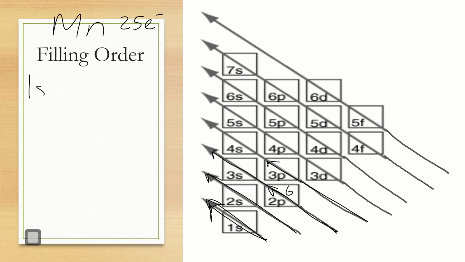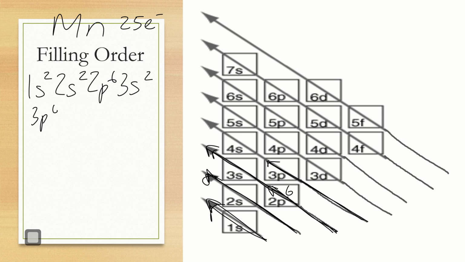I'm going to go through 1s, and s can take 2. I'm going to go through 2s. 2s can take 2. I'm going to go through 2p. P can take 6. I keep going. 3s. 3s can take 2. I keep going. 3p now. 3p is another 6. That's 18 if you remember from argon.